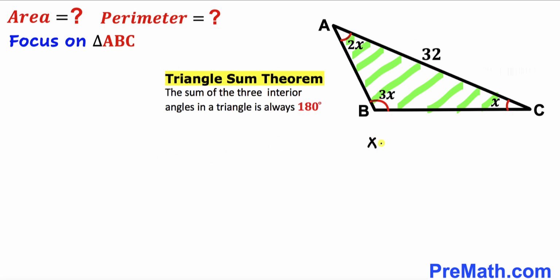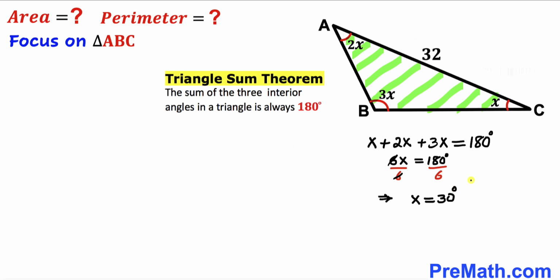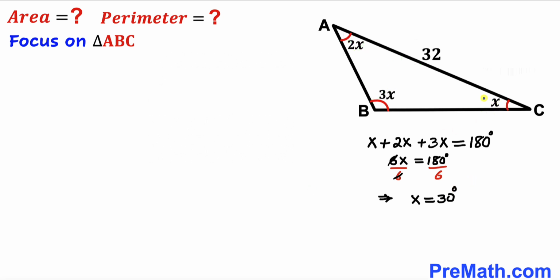So our angle x plus angle 2x plus angle 3x must add up to 180 degrees. Let's combine the like terms on the left hand side. That is going to give us 6x equals 180 degrees. Now I am going to divide both sides by 6 to isolate x. The 6 and 6 is gone. So our x value turns out to be 30 degrees. Therefore this x angle turns out to be 30 degrees.